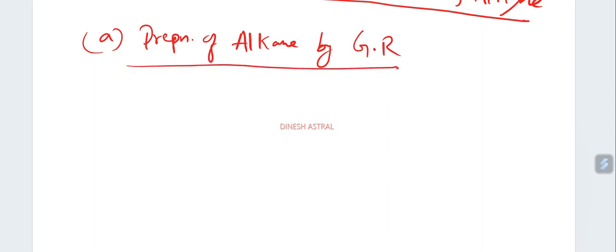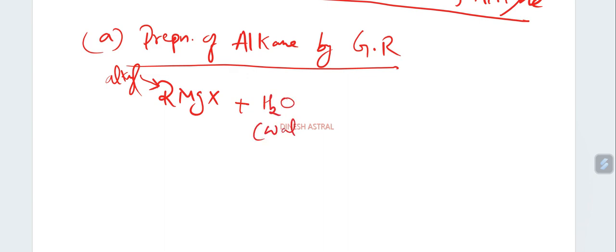All of you know the formula of Grignard reagent, yes or no? RMgX. Here we will assume that R is an alkyl group. It can be CH3, C2H5 or any alkyl group. The first one is reacting with water. Reacting with what? Water. So now how will you know the correct product?